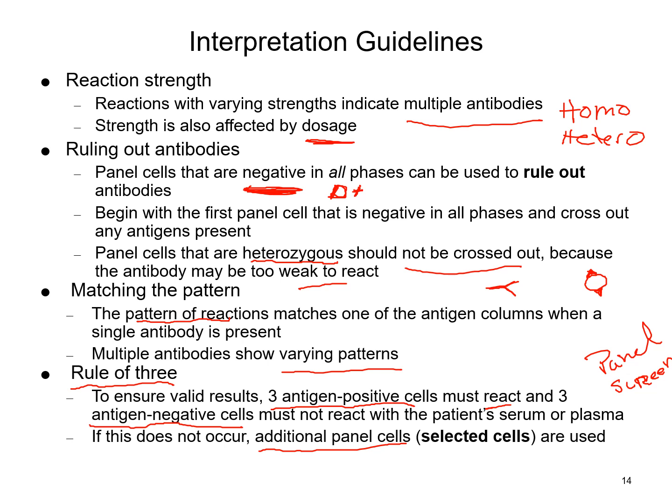Now, keep in mind that if you run panel A and you ran cells 1 through 11 as well as your autocontrol, you cannot pick those selected cells from panel A. You've got to get a new panel. So this means you might have to go to panel B and pick one of those cells out of panel B to run.